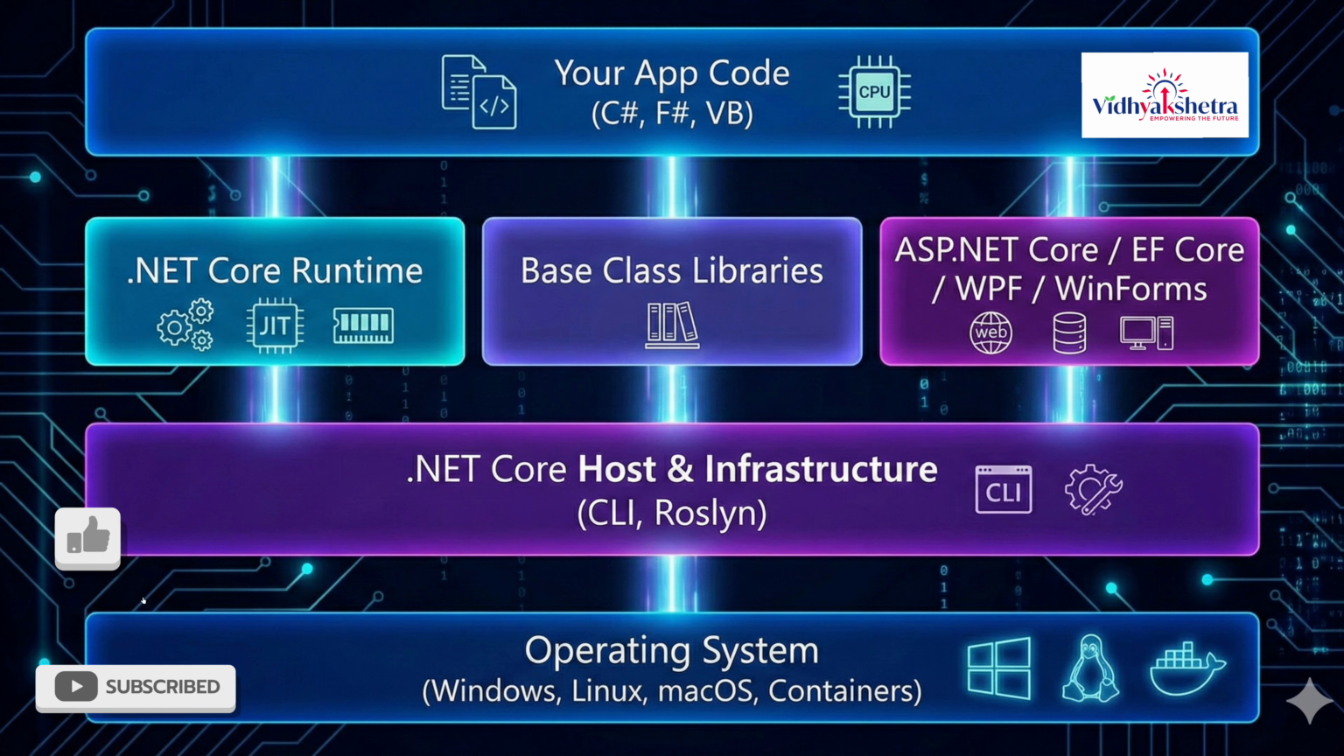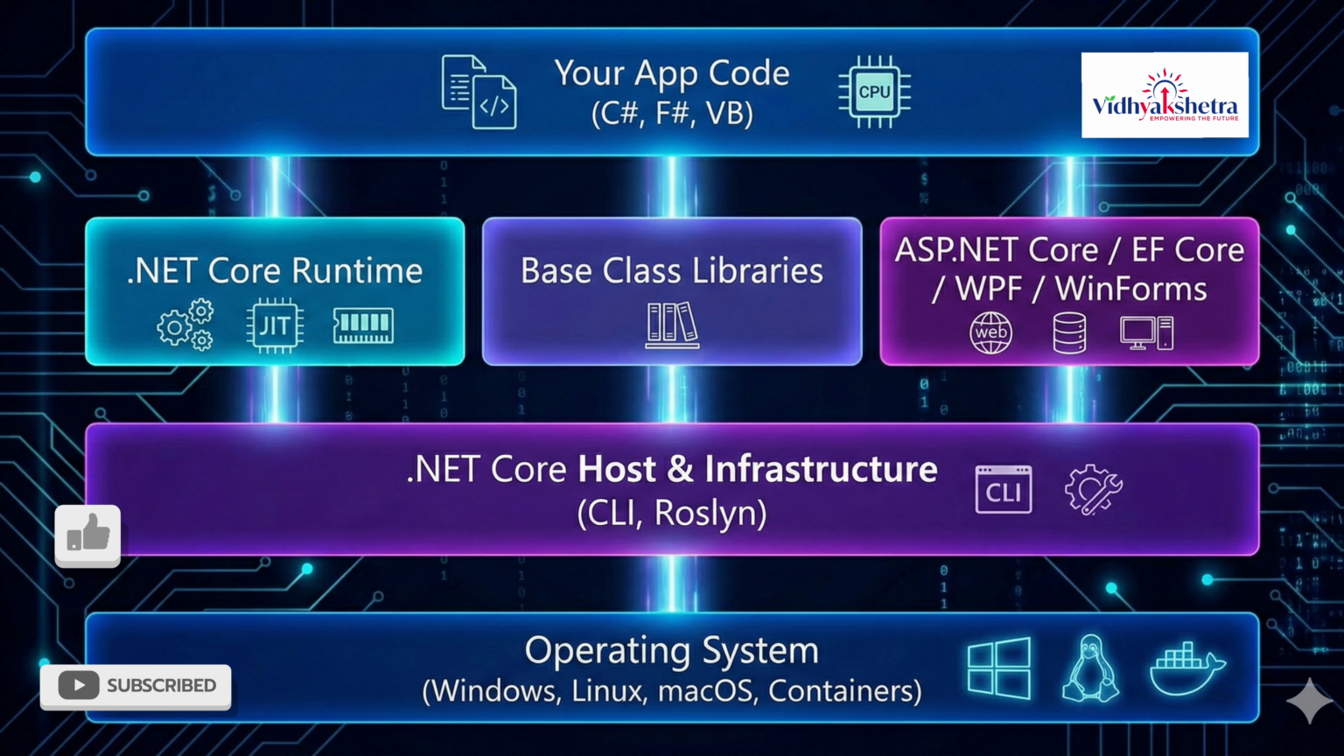Operating system layer: Windows, Linux, macOS, containers. This is the base layer where the application runs. Provides access to hardware, memory, files, and networking. Enables cross-platform execution. Supports Docker and cloud environments. Importance: the same .NET application can run on different operating systems without code changes.